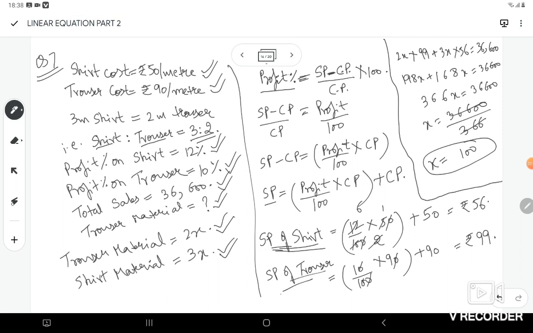12 divided by 100 into 50 plus 50, which comes out to be 56, and selling price of trouser comes out to be 10 divided by 100 multiplied by 90 plus 90, which comes out to be equal to 99.